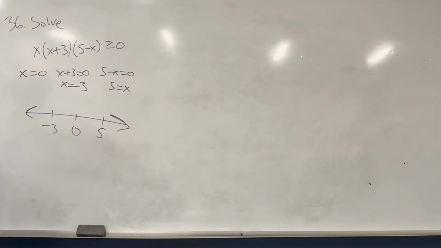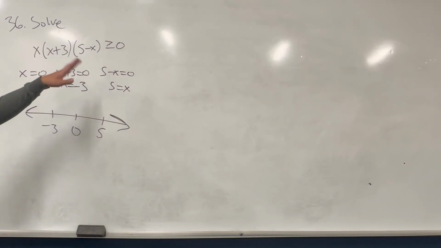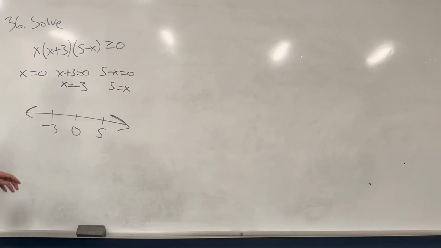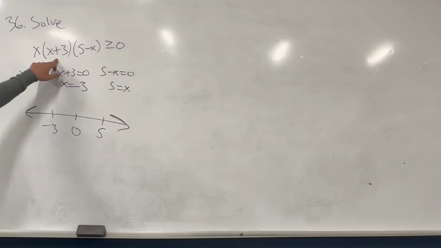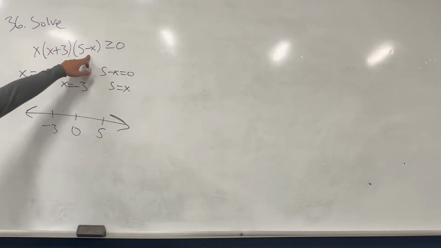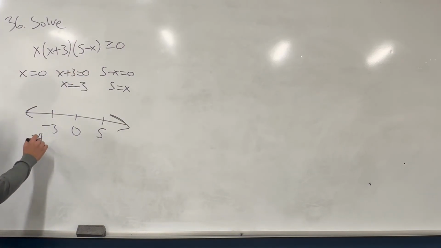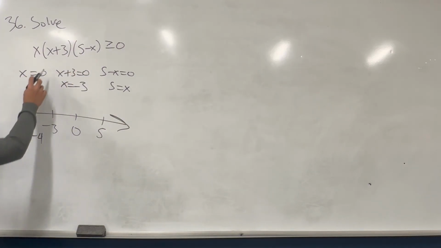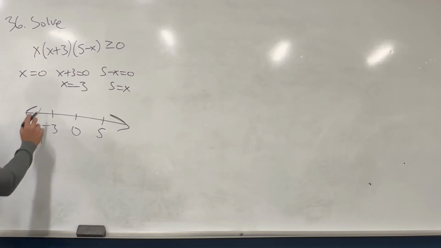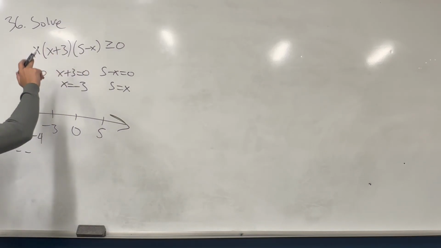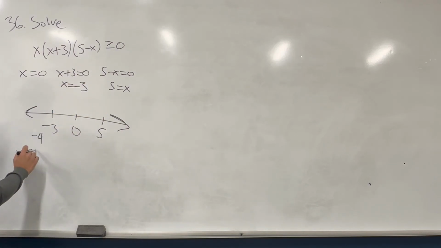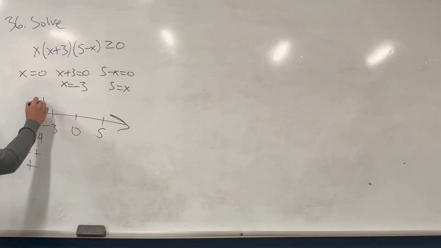Here we're just testing values to see the positives or negatives, the trend of the graph. The first point is negative 3, so let's take something to the left of it, negative 4. The first value is negative. Negative 4 plus 3 is also negative, and 5 minus negative 4 is positive. So we have negative, negative, positive, and then times a positive. So this is positive.